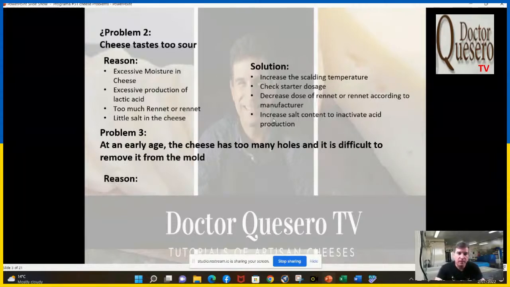Another problem is, for example, when the cheese is young and the cheese has too many holes. The cheese blows up, and we can't take it out from the mold.